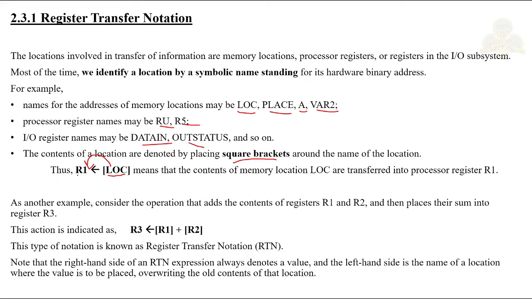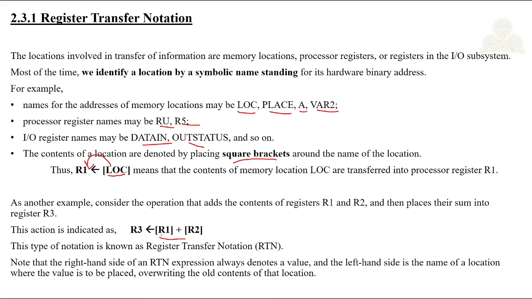Okay. We will consider another example wherein we want to add two numbers. Say that the two numbers are present in the registers R1 and R2. Now the content of R1 and R2 should be added and it has to be moved to R3. Now what do we do? Just what we have to do? We have to place the square brackets around the register names, like this.